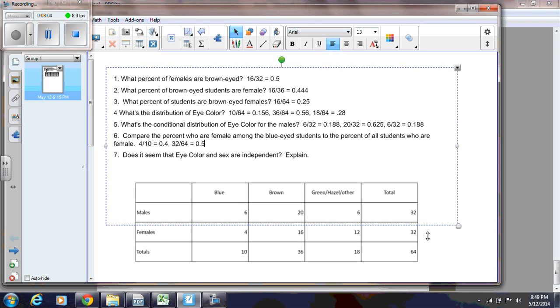So this next question is asking, are they independent? In the book, it tells us that when the distribution of one variable is the same for all categories of another, we can say that the variables are independent. So what do you think? Do you think that eye color and sex are independent? Well, it looks like blue-eyed students are a little less likely to be female than overall the number of females. It looks like there's a slight difference there. So it looks like they may not be independent based on these values of 0.4 and 0.5.